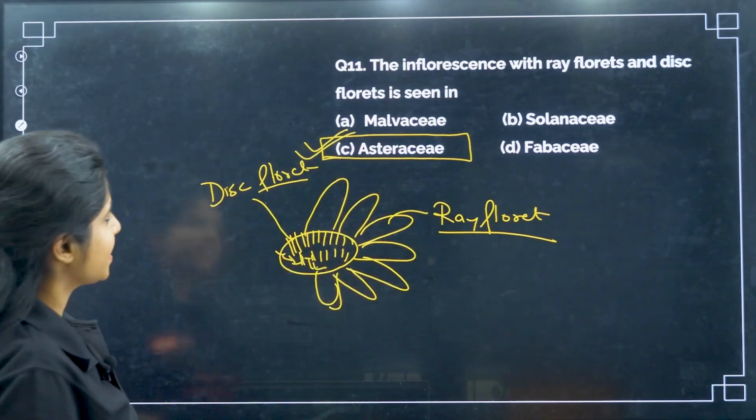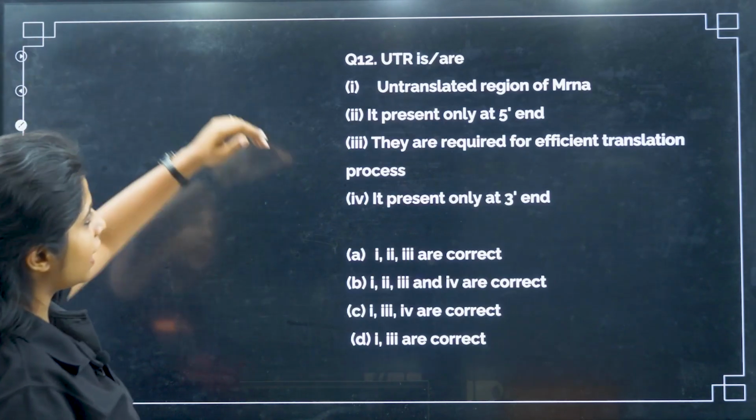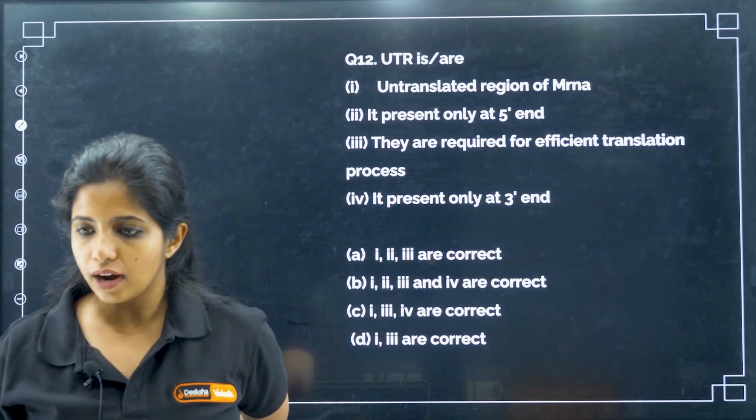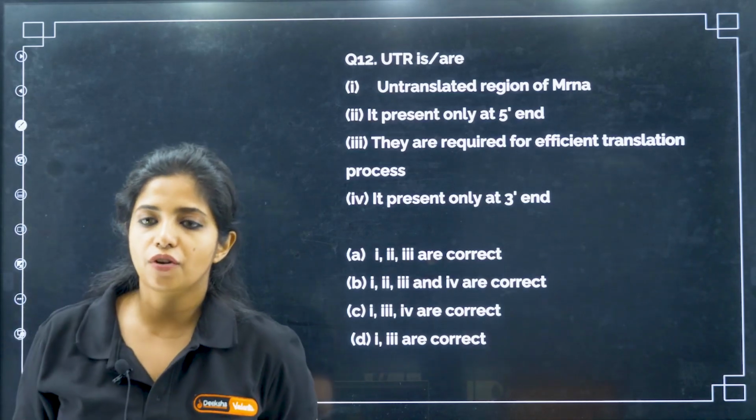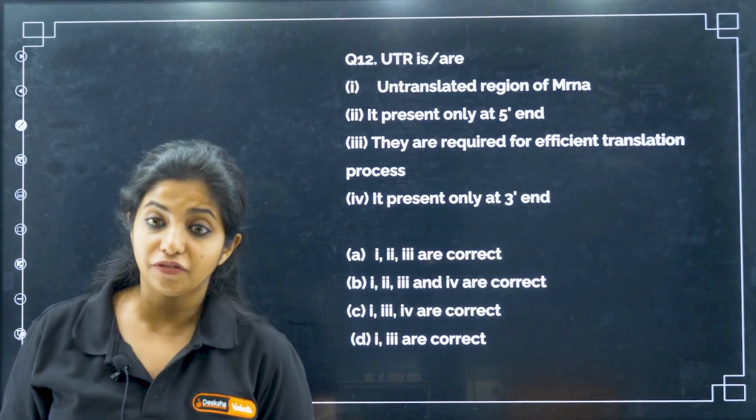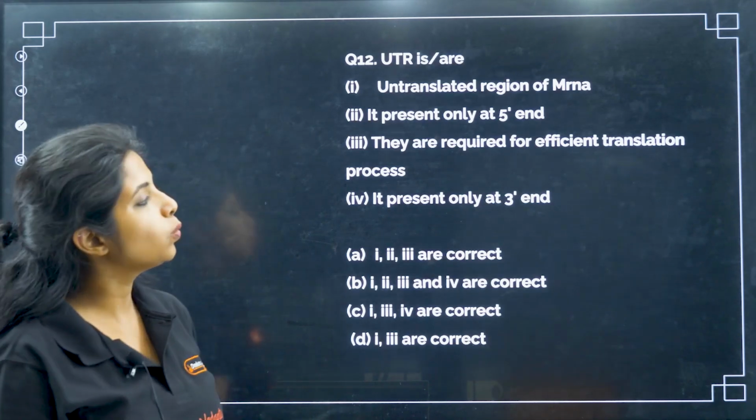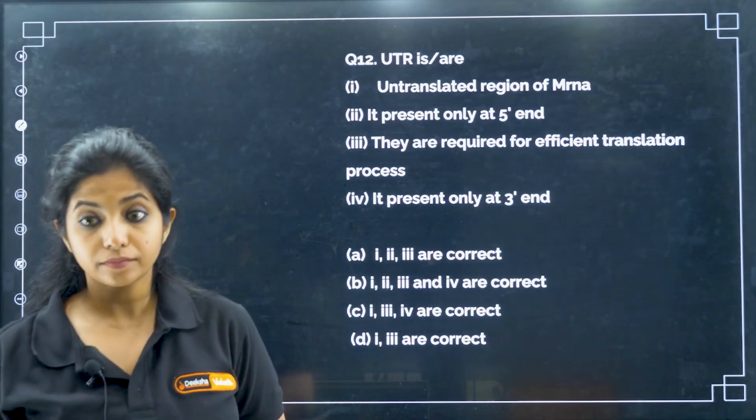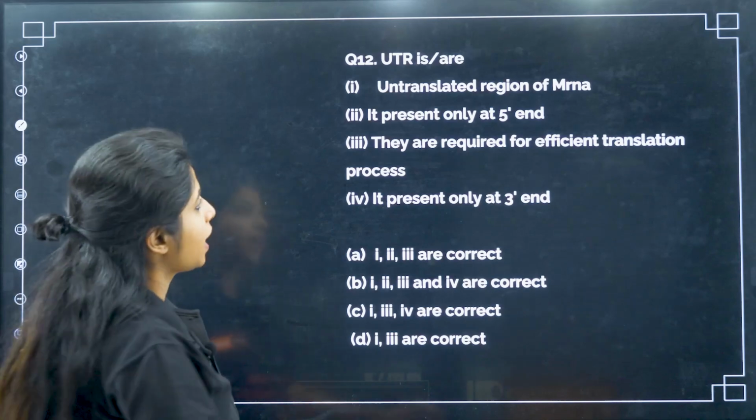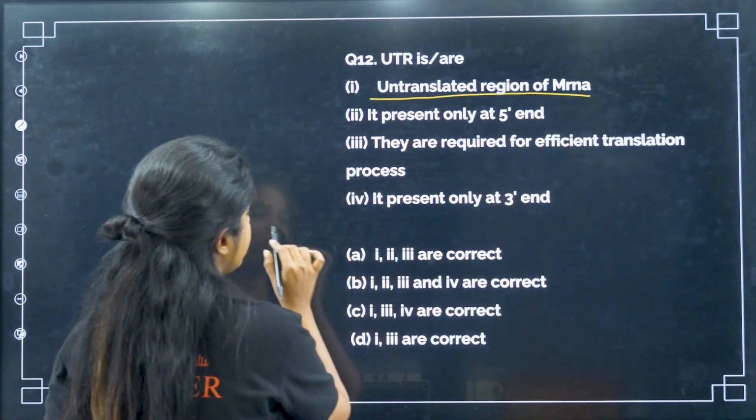Going ahead, UTR is or are: 1. Untranslated region of mRNA, it is present only at the 5' end. 2. They are required for efficient translation process. 3. It is present only at the 3' end. What is it? So it is actually the untranslated region of mRNA, my dear children.